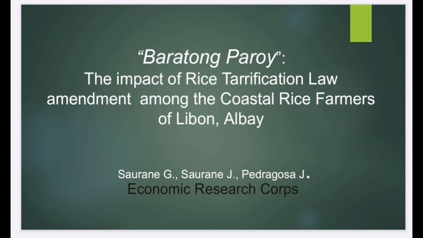In this case, the title is Baratong Paroy: The Impact of Rice Tariffication Law Amendment Among the Coastal Rice Farmers of Libon, Albay. This is authored by Gregorio Saurane, Josel Saurane, and of course, Jasper. Their group name is Economic Research Corps.